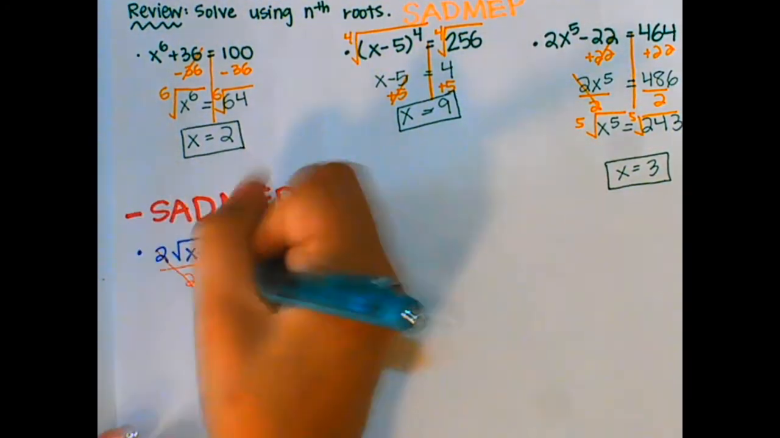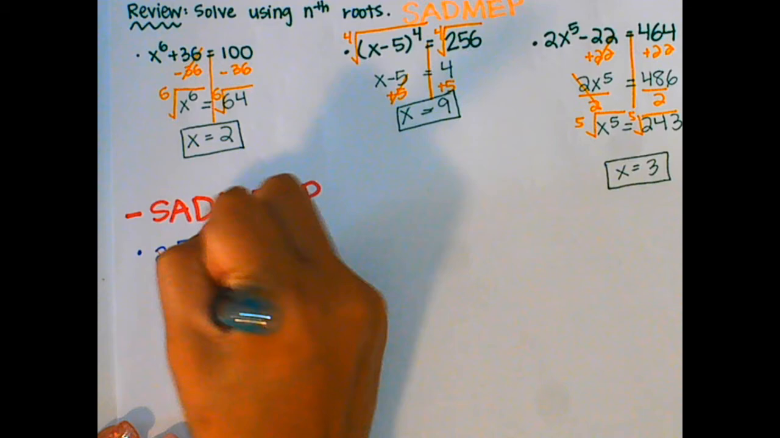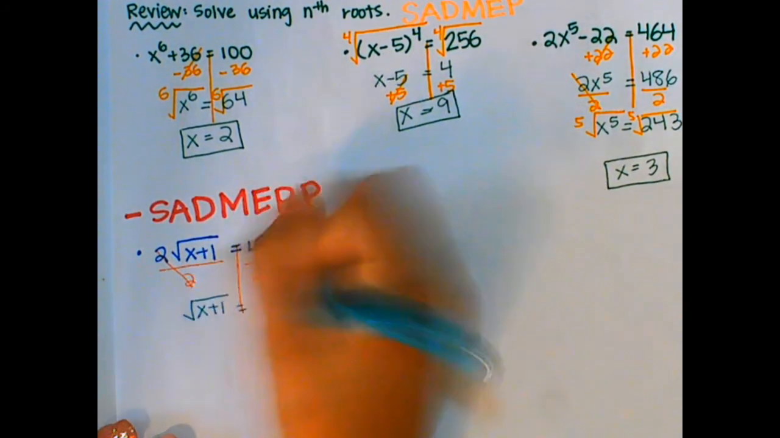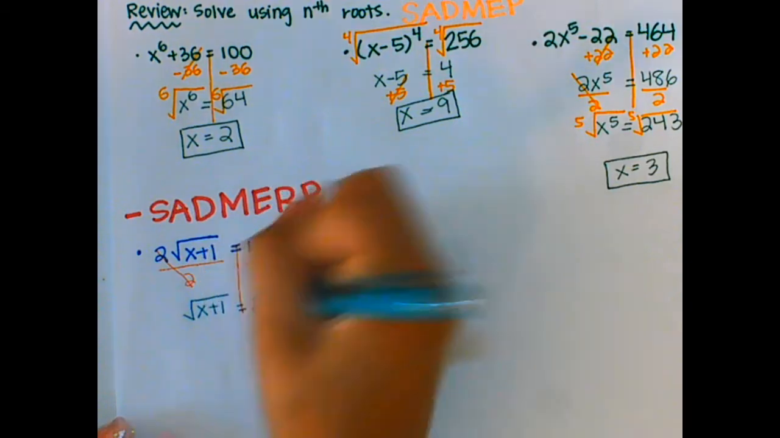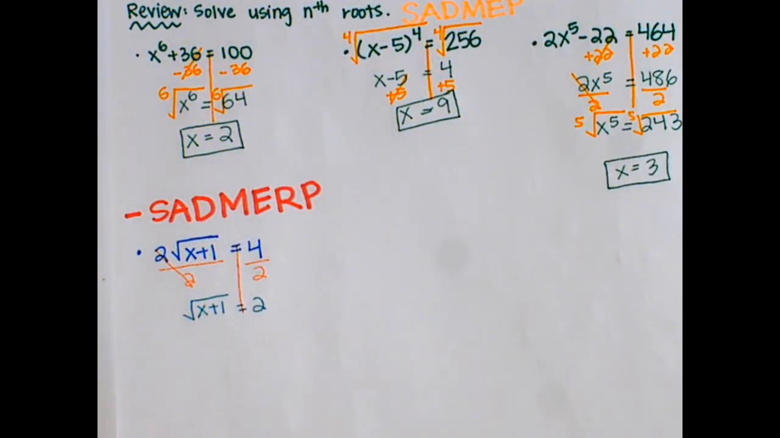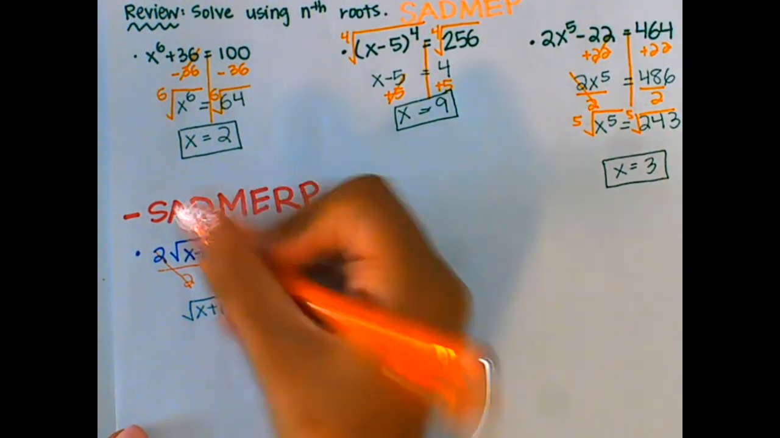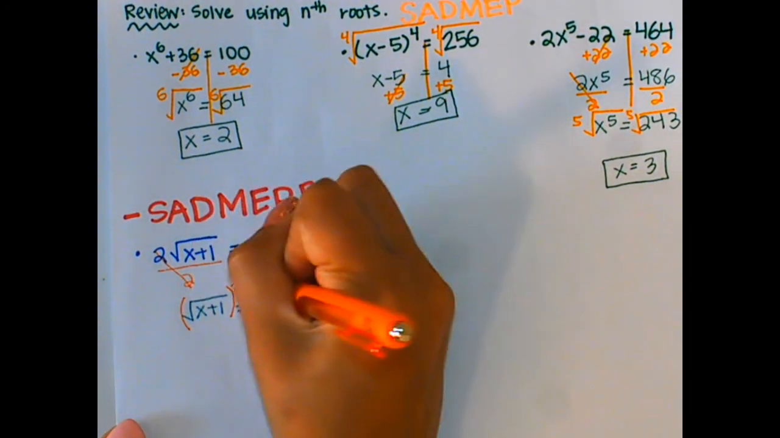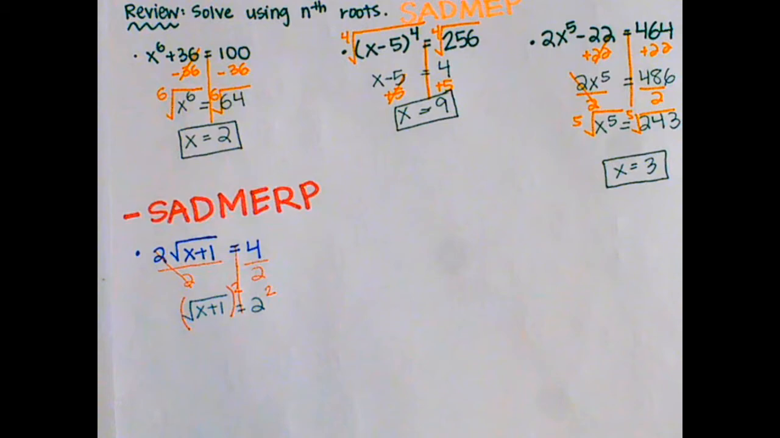That is going to leave me with the square root of x plus 1 is equal to 4 divided by 2, which is 2. Now to get rid of a square root, I have to do the opposite, which is square it. And what I do on one side, I do on the other.